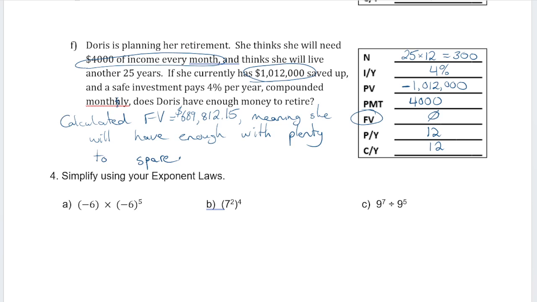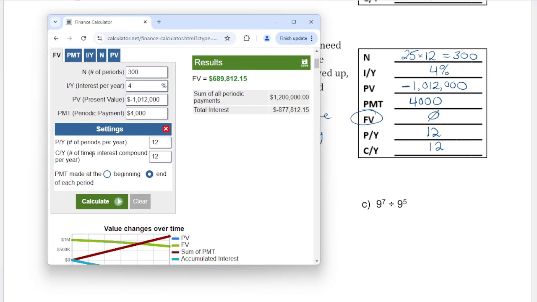Another option is we could see, does she have enough money? So we'll calculate how much she would need. So if she was going to take $4,000 a month for 300 months. Oh, is that the mistake I made? 25 times 12. That's 300. All right. Yeah, 300 months. Okay. It seems like there's a lot left.